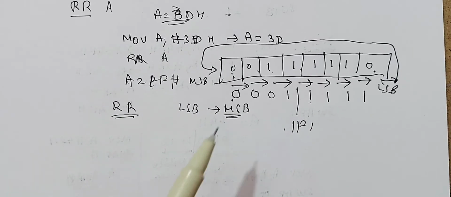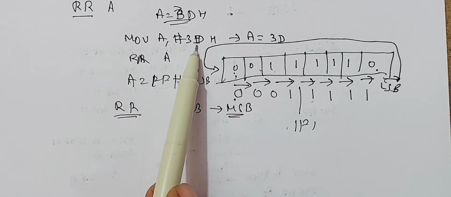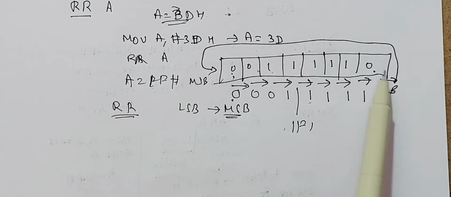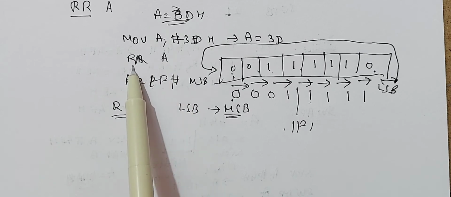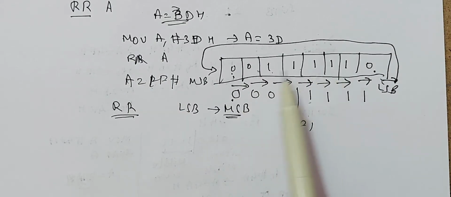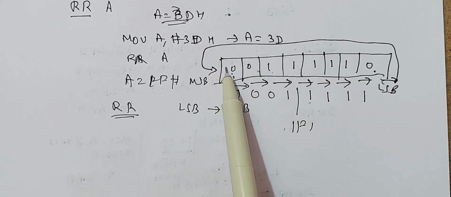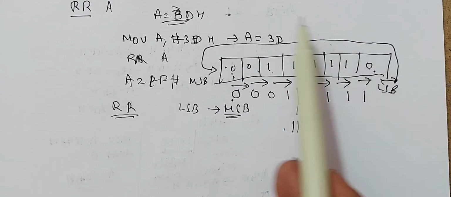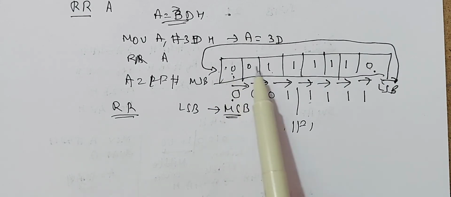Okay. So move A comma hash 3D. A contains 3D like this. RRA: rotate the content of A to the right. Shift the digits 1 by 1 to the right side. While shifting occurs, the LSB will go to the MSB. So the LSB is 0; write it in the MSB position. Then 0, 0, 0, 1, 1, 1, 1, 1 is obtained.